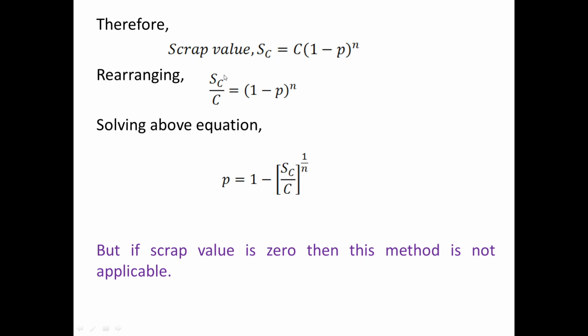Rearranging this term, SC upon C equals (1 minus P) to the power n. Solving this equation for P, we can obtain the percentage rate of depreciation, that is P equals 1 minus in bracket SC upon C to the power 1 upon n. Now here, this method will not be applicable when scrap value itself is 0.